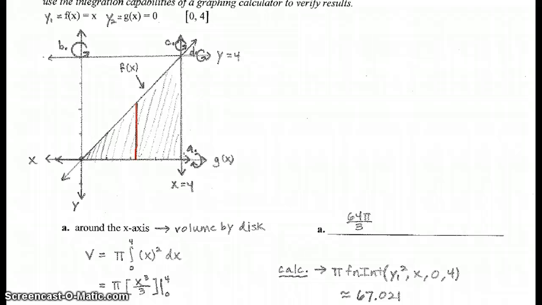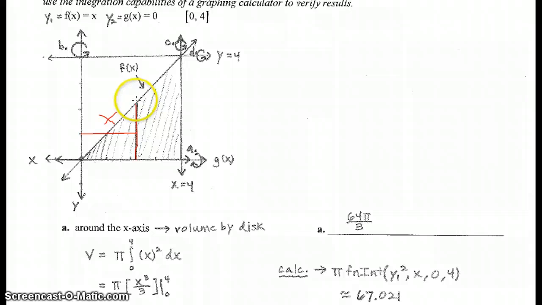Our radius is the difficult part, if you will, but in this case it's pretty easy because if I draw in a radius from the region I'm revolving around back to my cross section, that is simply the value that we move on the x-axis, so from 0 to wherever it is. So our radius is just x.